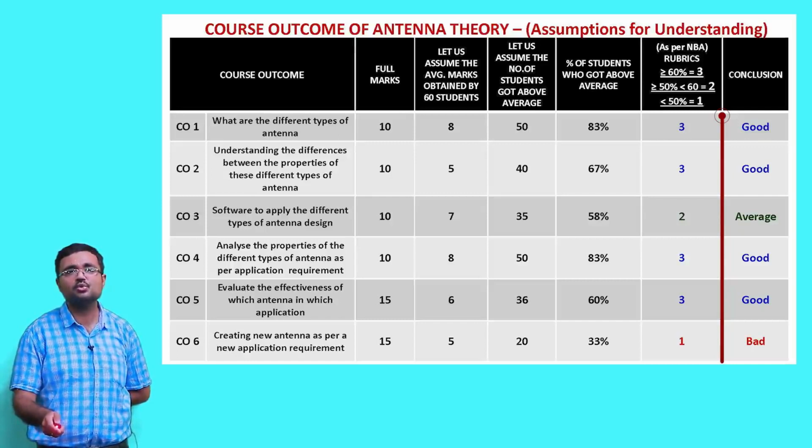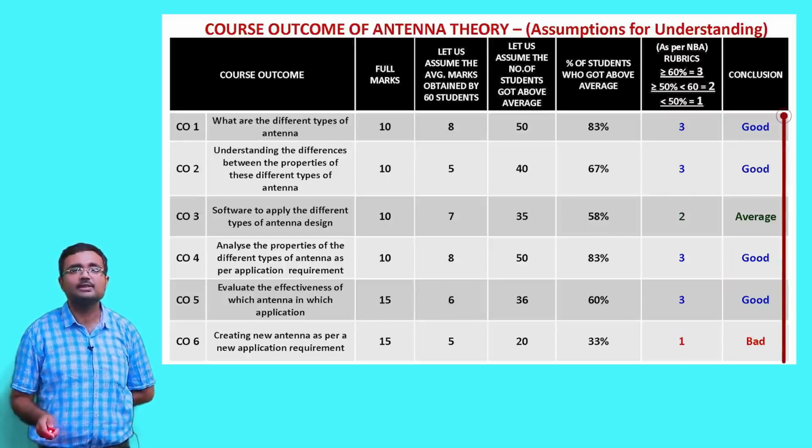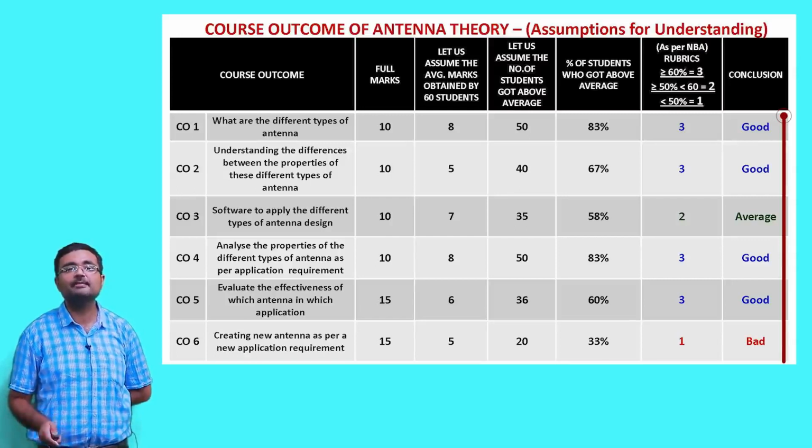50 to 60 is 2, above 60 is 3. So anything above 60% is 3, 50 to 60 is 2 and below 50 is 1. And 3 means good, 2 means average, 1 means bad. What do you calculate over here? You get that CO3 is averagely attained, CO6 is not well attained at all, bad. For the other COs, attainment is good.